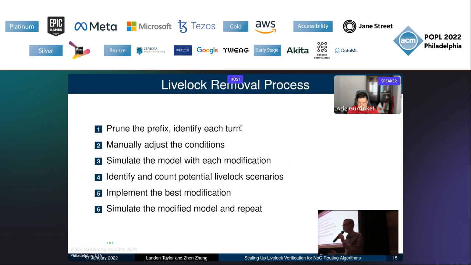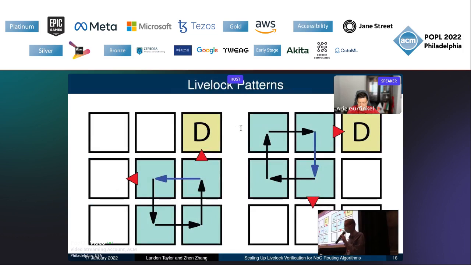So after we've made these modifications on each turn, we simulate the model and we implement the modification that gives us the fewest potential livelock scenarios, or the fewest traces of length k. We then simulate the model and repeat the entire process until livelock is removed. So we were able to remove these livelock patterns on a 3x3 network and scale up to 15x15, producing effectively a livelock-free routing algorithm for square networks scaling from 2x2 to 15x15.